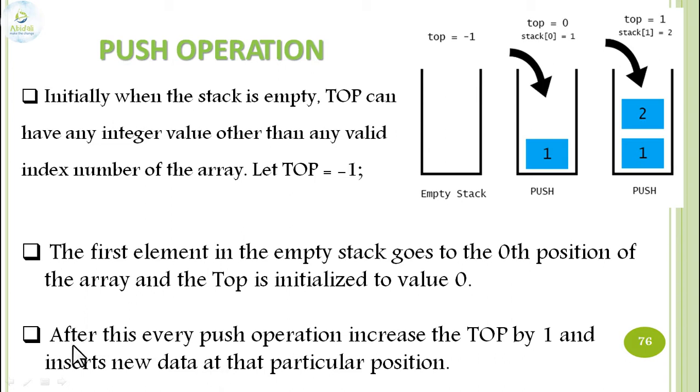So this says, after this, every push operation increases the top value by 1 and inserts new data at the particular position of the top of the stack. So from this we have understood, initially top value will be equal to -1. The very first element will be indexed 0. Every time we perform a push operation, the top value should be increased by 1.